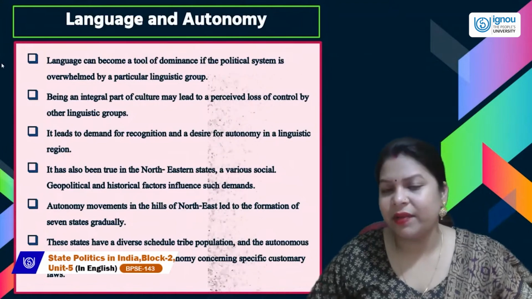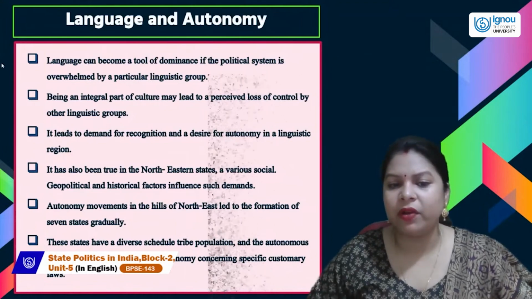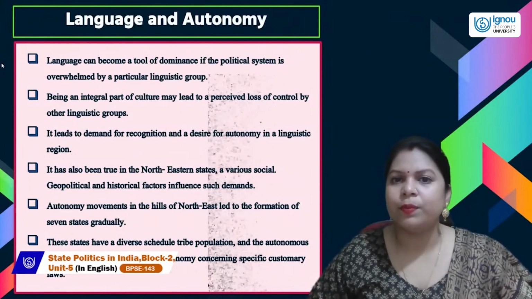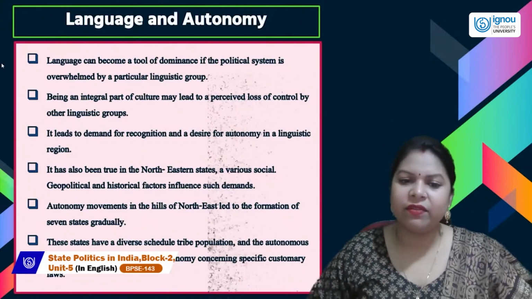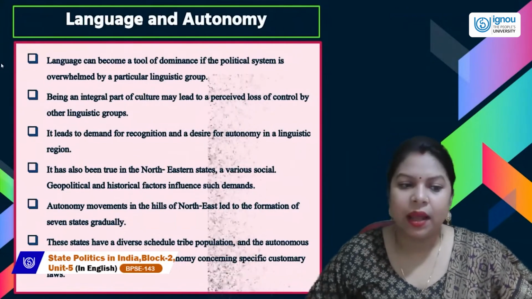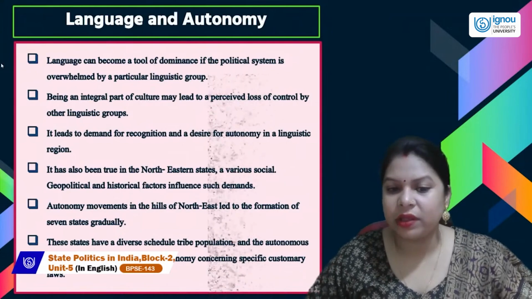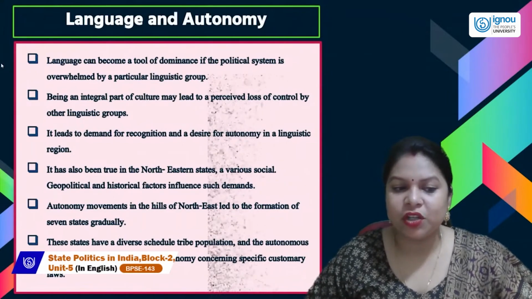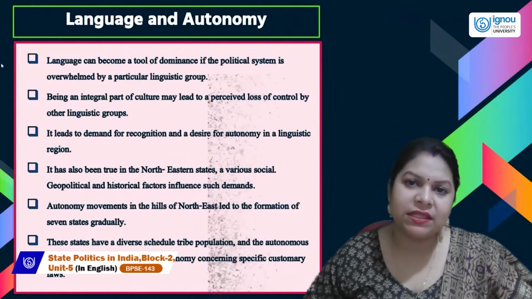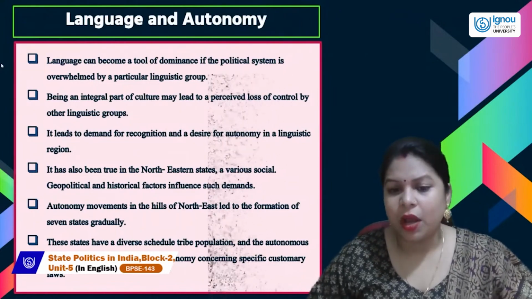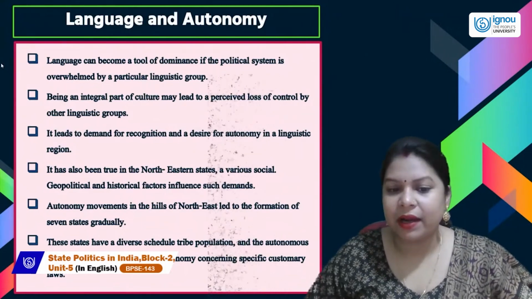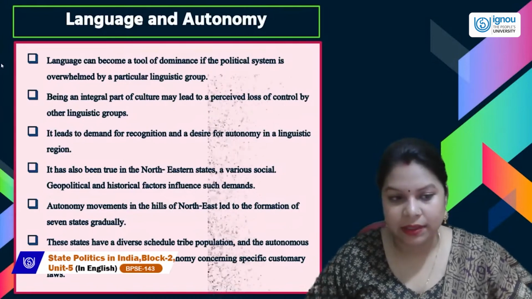That fear leads to the demand for recognition and the desire for autonomy in a linguistic region. So to save their identity and their autonomy, they wanted recognition from the government. It has also been true in the northeastern states. Various social, geopolitical, and historical factors influence such demands. In northeastern states, it is not just language. There were many social, geopolitical, and historical factors that were influencing their demands.